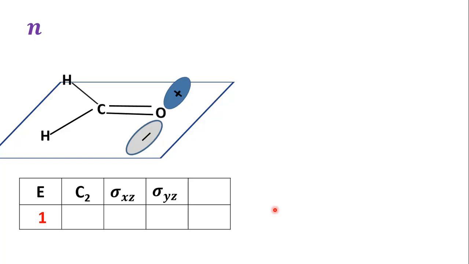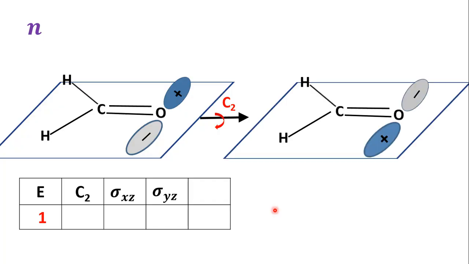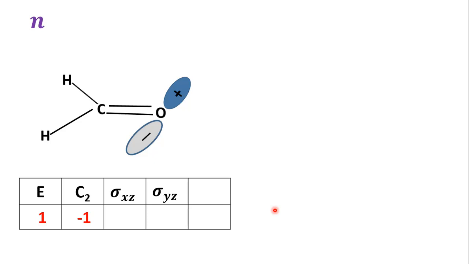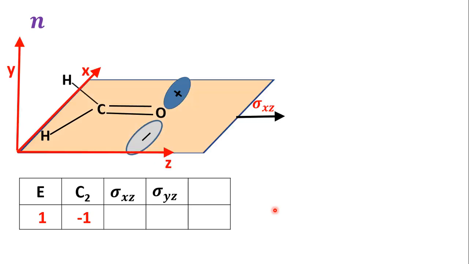When we do the rotation about the C2 axis, the signs are changed. The negative lobe becomes the positive lobe, and the positive lobe becomes the negative lobe, and so it is antisymmetric, and so the number is -1. When we do the reflection about sigma xz, which is the molecular plane, since both the lobes of the non-bonding orbital are present in the molecular plane, the signs are unchanged, and so the operation is symmetric, and the number is 1.